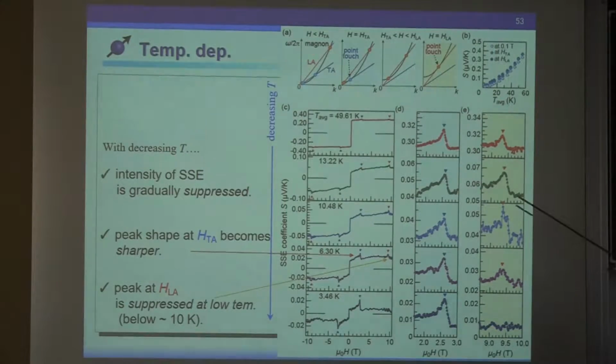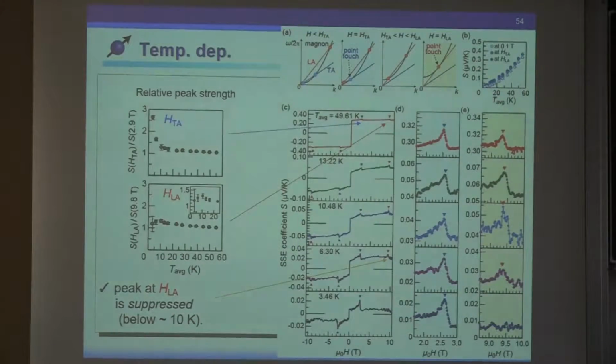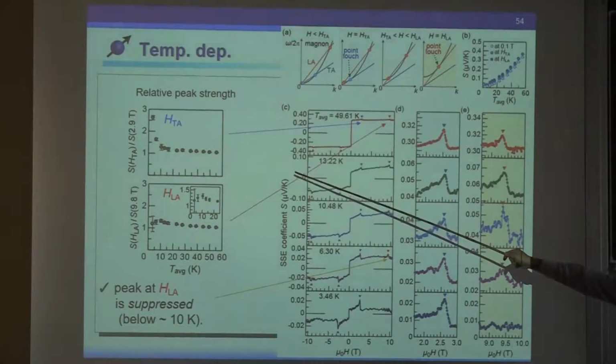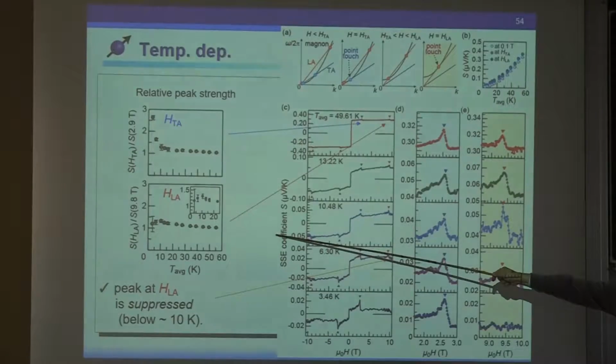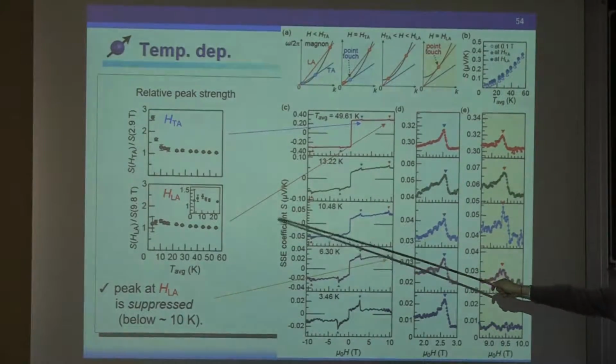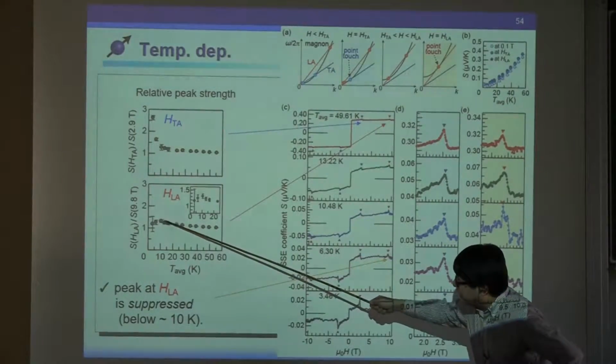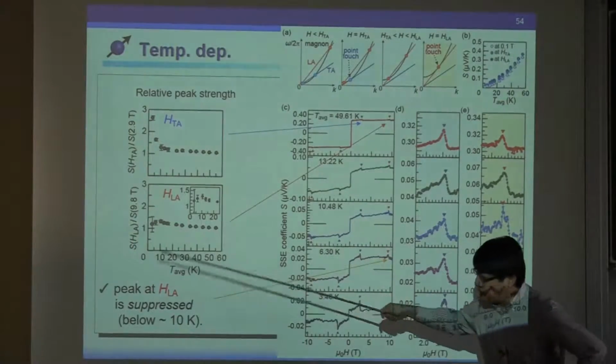On the other hand, as for the higher field peak, this intensity is gradually suppressed at lower temperature. This is the relative strength of the spin Seebeck effect peak at lower field and higher field. So the higher field intensity is rather suppressed below this temperature.